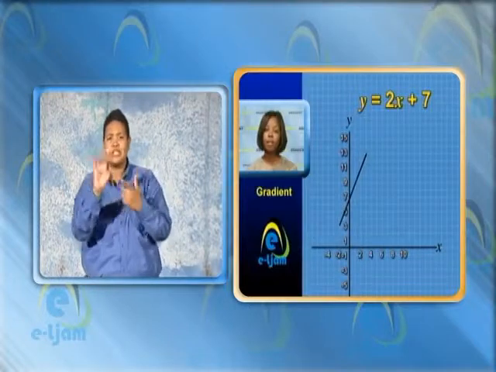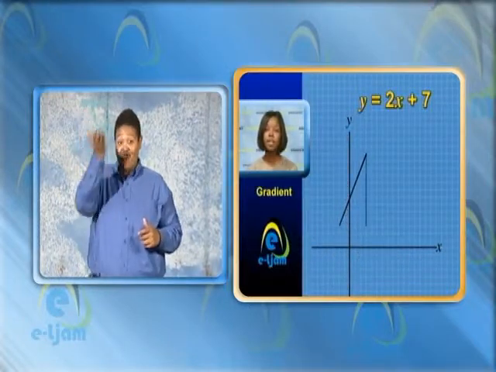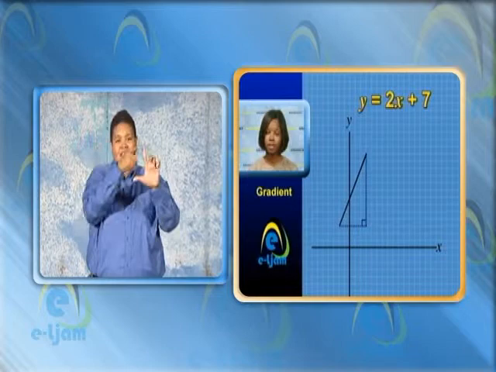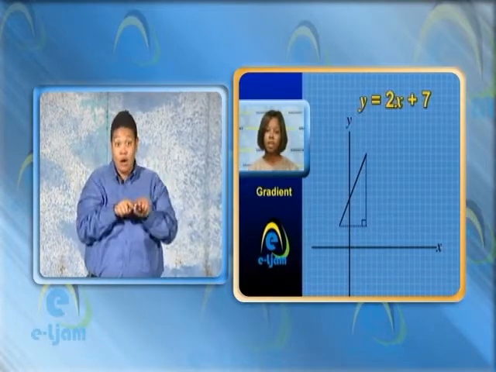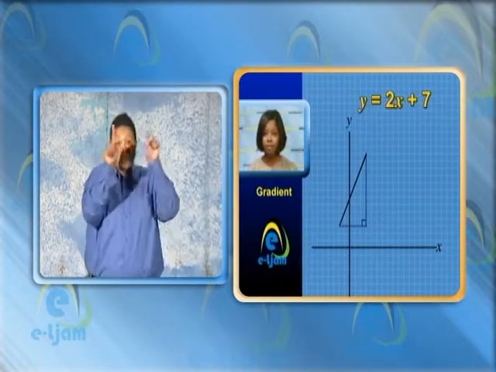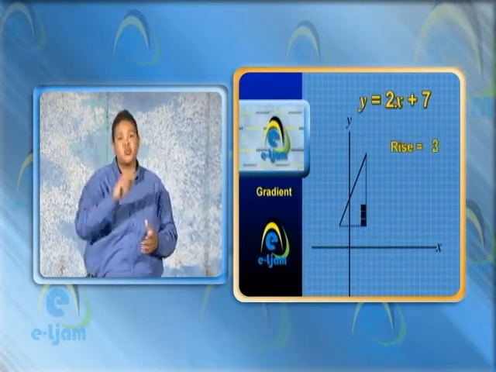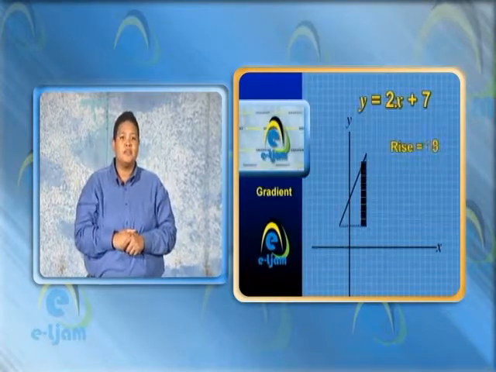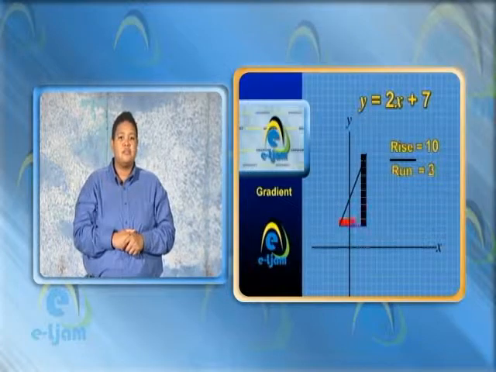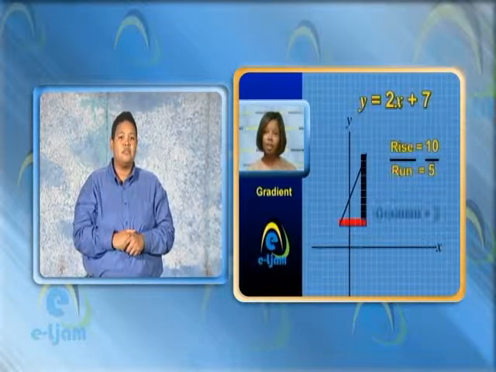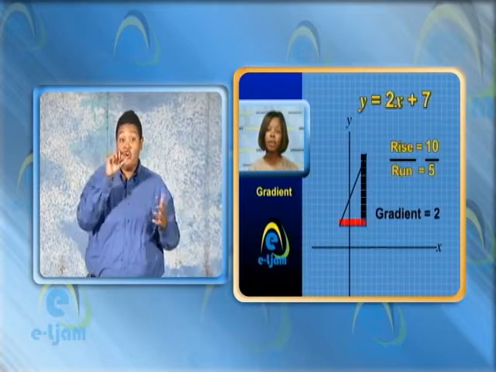We can find the rise and the run by completing a right-angled triangle. If we count the squares along the rise and the run and find the ratio, our answer would be 2. Therefore, the gradient of the line would be 2.